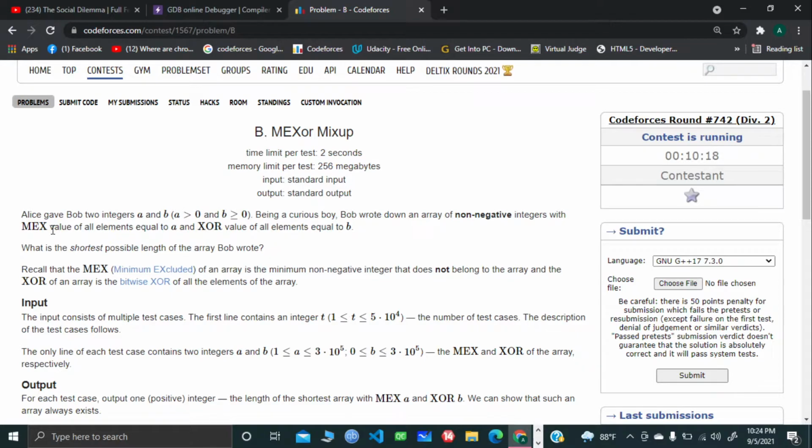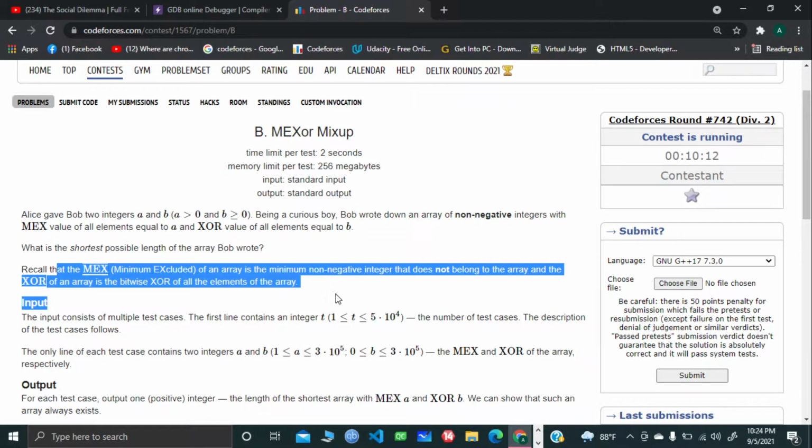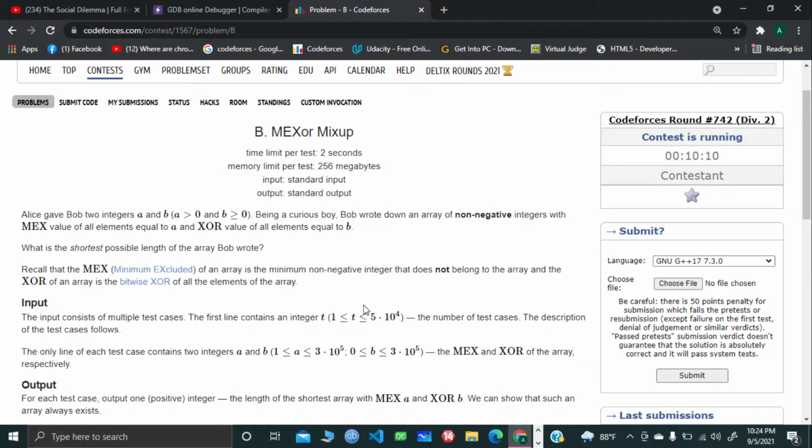Now, what is MEX? They have also described what MEX is. I hope you know what MEX is according to the definition here. Again, I'm telling you that MEX is the minimum excluded member of the array: the minimum non-negative integer that is not included in the array. That's all. That's what MEX is.